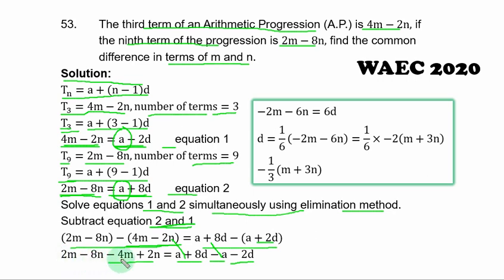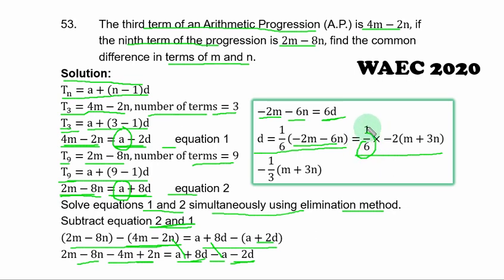2m minus 4m, you have minus 2m, then minus 8n plus 2n, you have minus 6n, and plus 8d minus 2d, you have 6d. To get d, divide both sides by 6. You have it in this form. From here, you can factor out minus 2 from this bracket. You have it in this form, so that you can reduce 2 and 6 by 2. Here we will be left with 3.